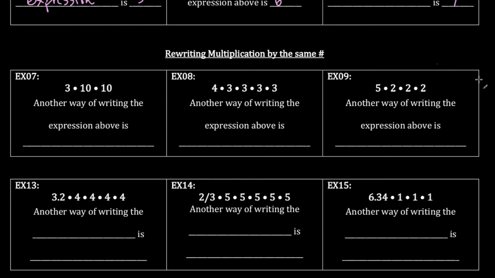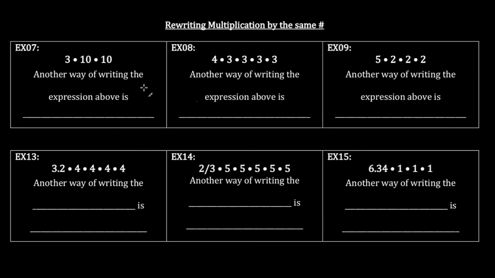All right, so let's rewrite this a different way. 3 times 10 times 10, we can write as 3 times 10 to the second power. 4 times 3 times 3 times 3 times 3, another way of writing the expression above is 4 times 3 to the fourth power. Another way of writing 5 times 2 times 2 times 2 is 5 times 2 to the third power.